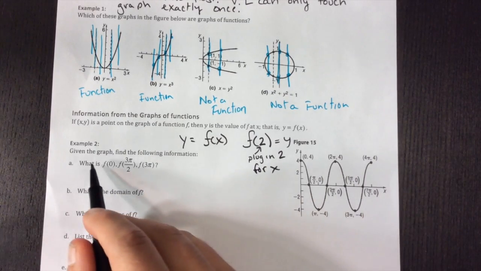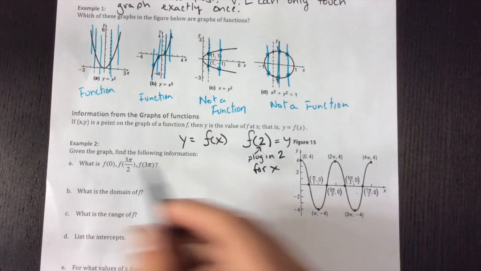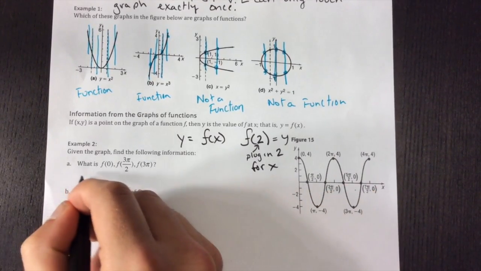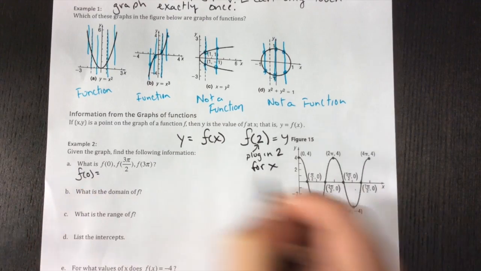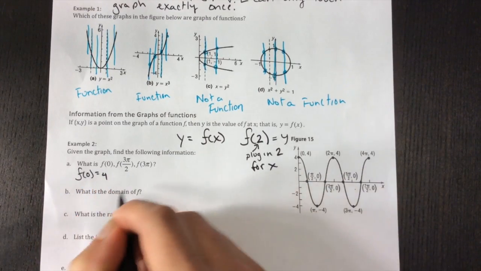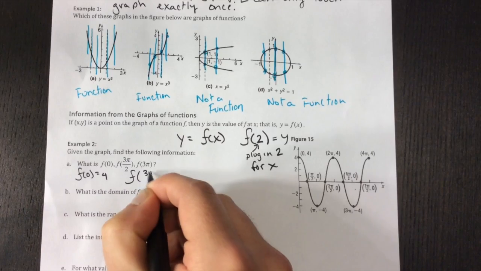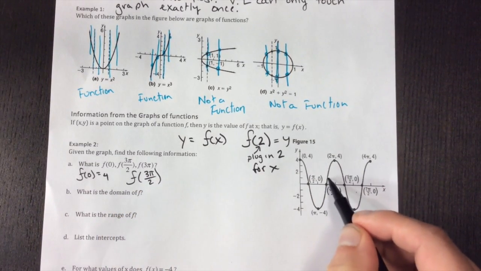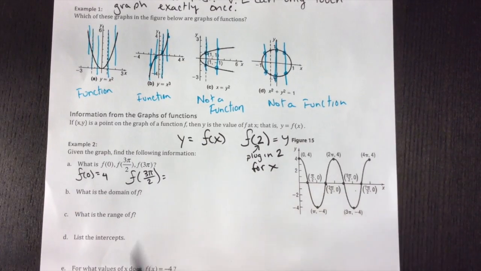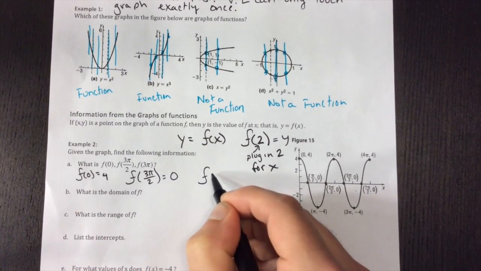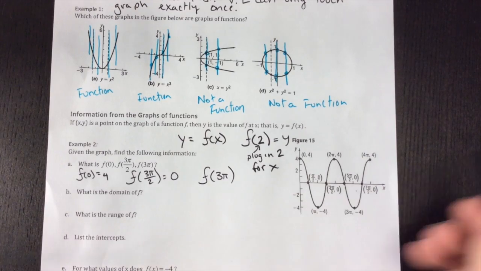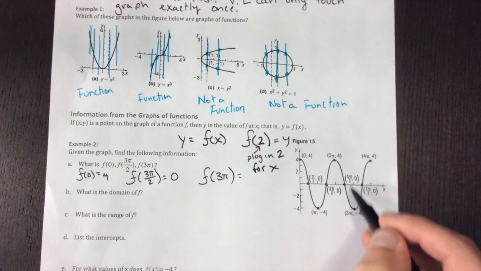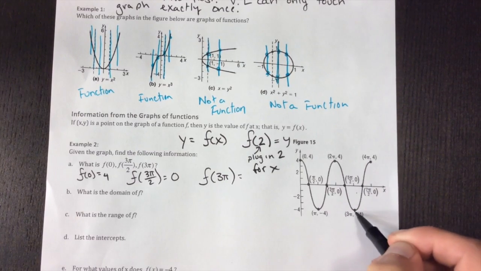So given the graph, what is the value of f of 0? So f of 0 is, what's the y value at 0? So we can write f of 0 equals 4. Then we can look at f of 3 pi over 2, or what's the y value at 3 pi over 2? Well, we find that on our graph, which is right here. That's equal to 0. And then we can also look for f of 3 pi, which is, what's the y value at 3 pi? So I go to 3 pi here, and it's negative 4.